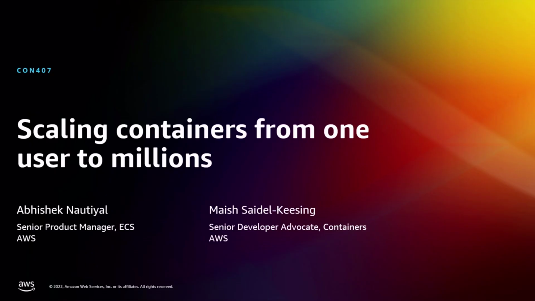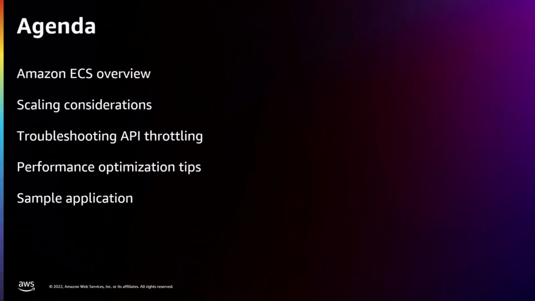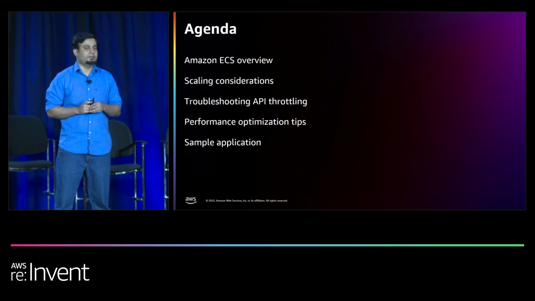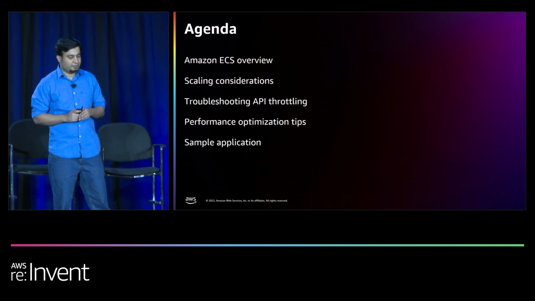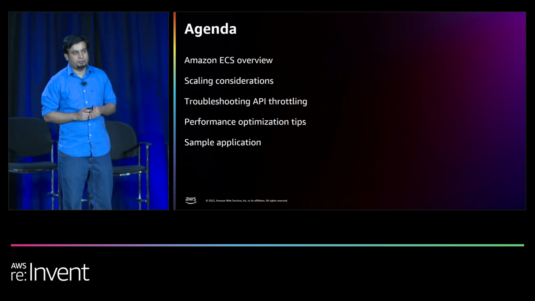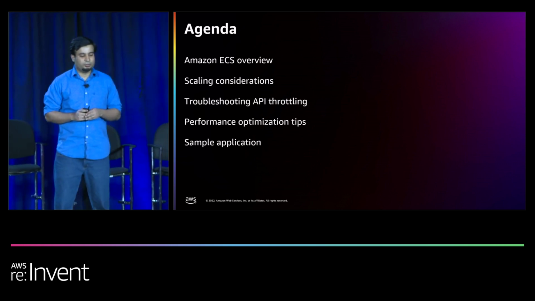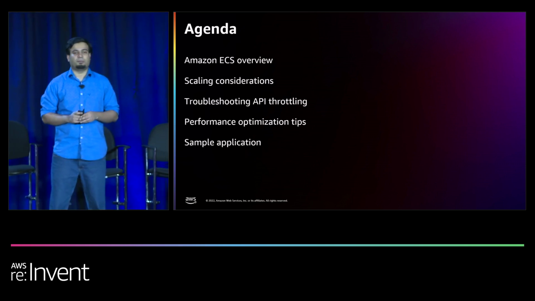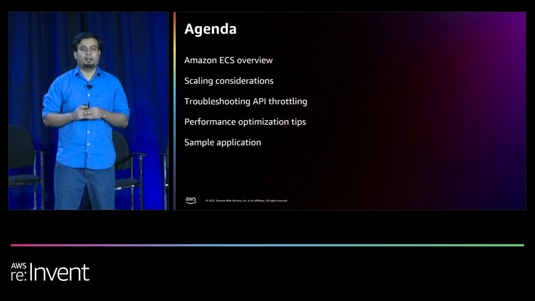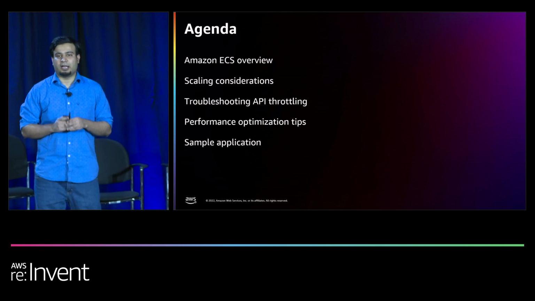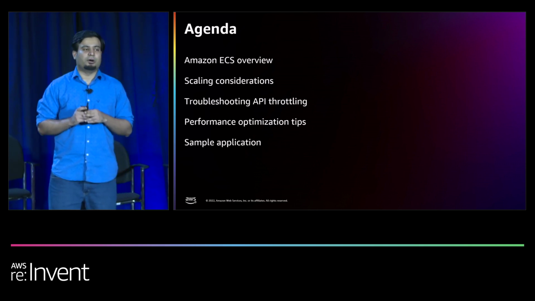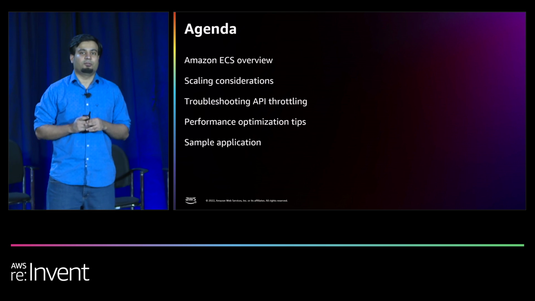Thanks, Manish. So today, we'll talk about scaling containers to millions of users. We'll start with an overview of Amazon ECS for folks who are not very familiar with the service. We'll go over some of the key scaling considerations on ECS. We'll discuss API throttling and troubleshooting tips. And then we'll go over performance optimization tips as well as best practices for scaling your containers to support millions of users. Finally, through a sample application, we'll demonstrate the kind of decision-making you can take when you think about designing applications to withstand millions of users.